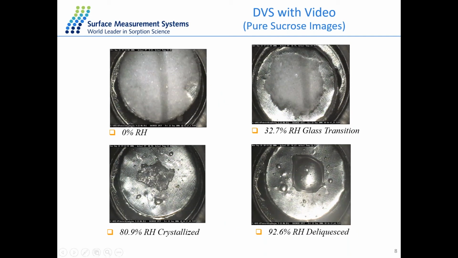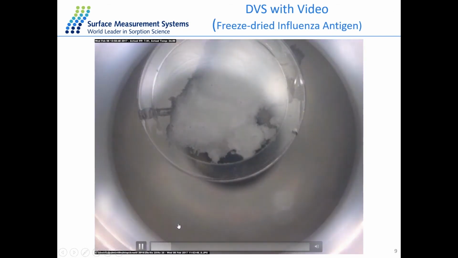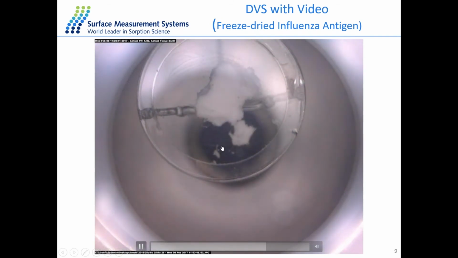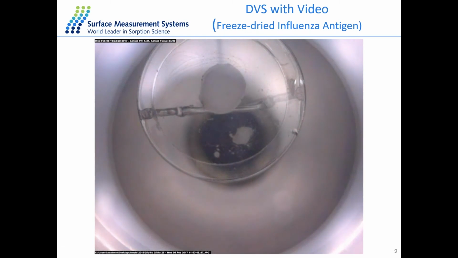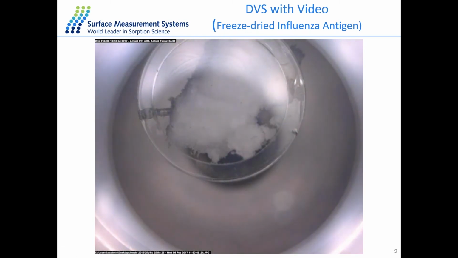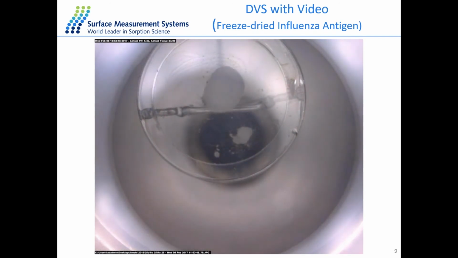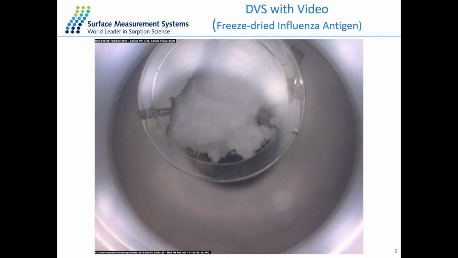You can see at dry condition the sugar sample is in a powder form. Then it goes through the glass transition at around 30% RH, then crystallization, and finally deliquescence at higher humidity levels. Another example was a freeze-dried material. You can see at a certain point of humidity, the sample will shrink and then go to liquid form. So the video function is a very useful tool to compare how the sample is changing in nature, like changing to a different color or a different form, along with the DVS experiment.